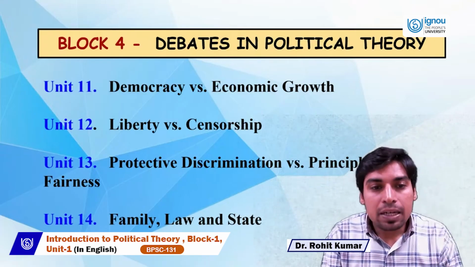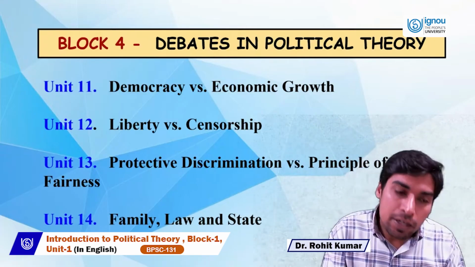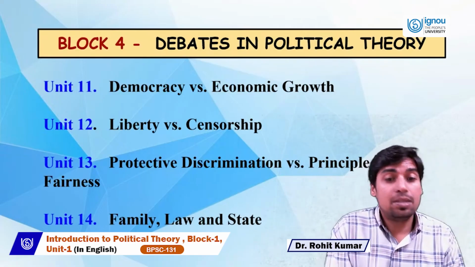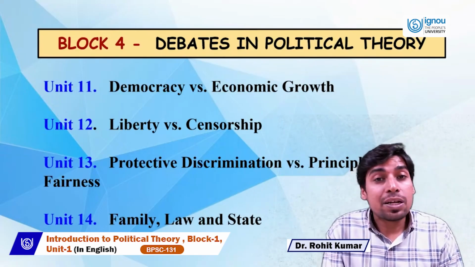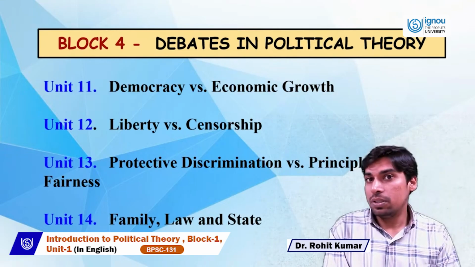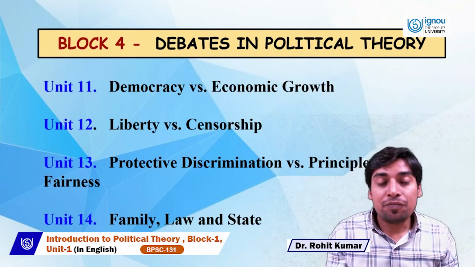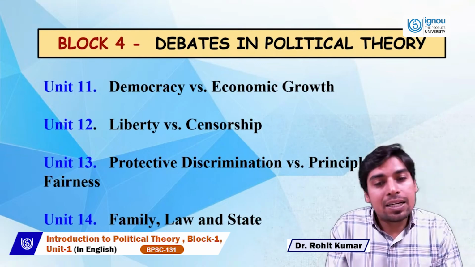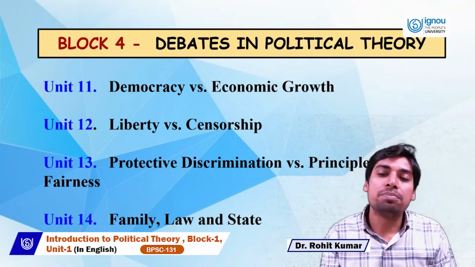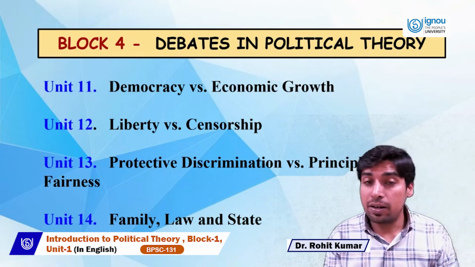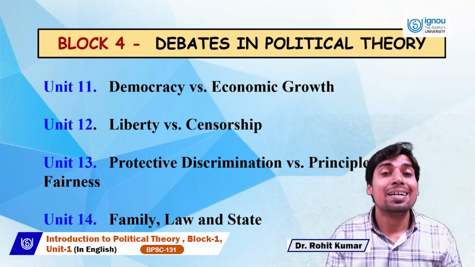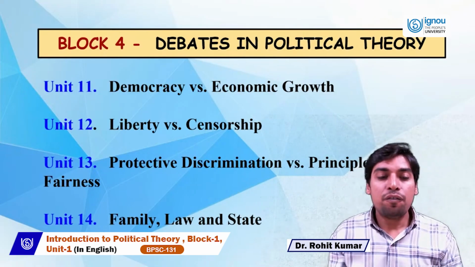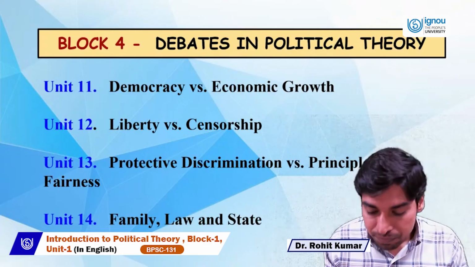So there is unit 12, liberties versus censorship, and unit 13, protective discrimination versus the principle of fairness. Protective discrimination is related to reservation policy. In a positive sense, we also term it alternative discrimination or positive discrimination, versus the principle of fairness. Fairness is just society, referring to the reservation policy. And unit number 14, family, law, and state.